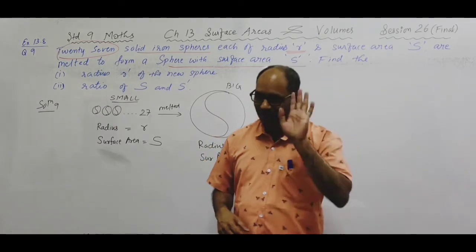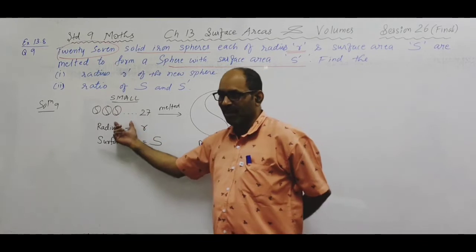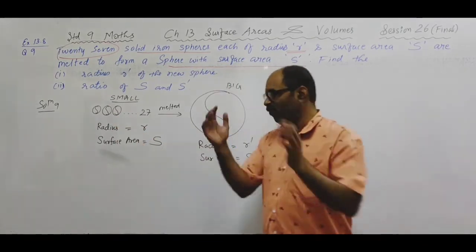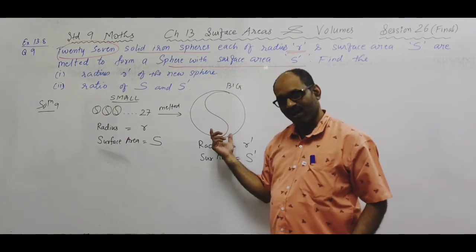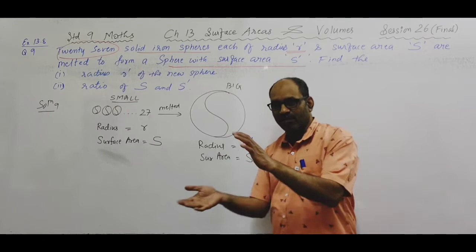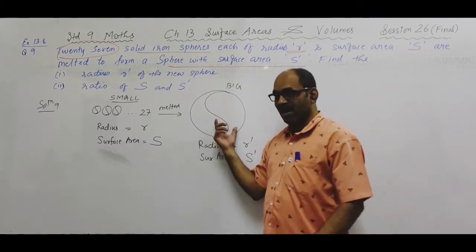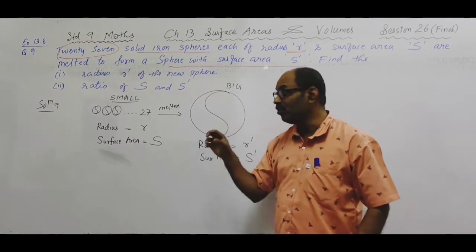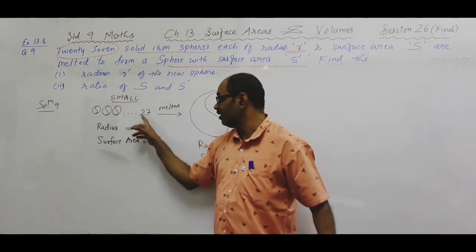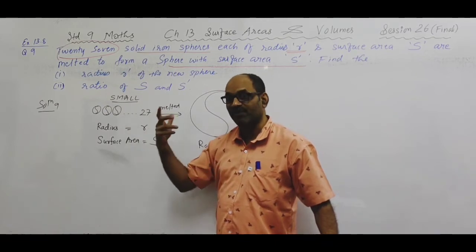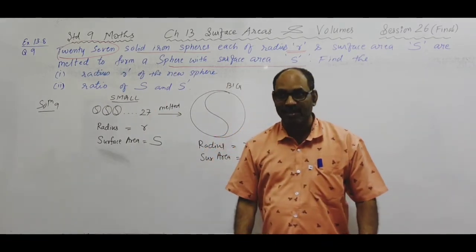Okay, understand it like this: I melt these 27 spheres and form one sphere of radius r. Now I'm doing the reverse process. I'm melting this sphere again and converting it into 27 spheres, each of radius r. Just like the original sphere, I've made 27 spheres of the same size again.